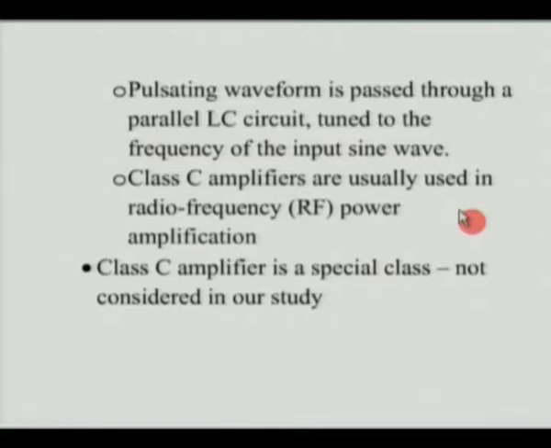and so these kinds of amplifiers are used for very high power applications, such as a transmitting station, where the kind of powers we are talking about are in the orders of kilowatts or hundreds of watts. In those situations, you would use a class C amplifier, and the currents are passed through a parallel LC circuit tuned to the frequency of the input sine wave. This is a very special class, and we will not study this, because generally you would never come across a class C amplifier.